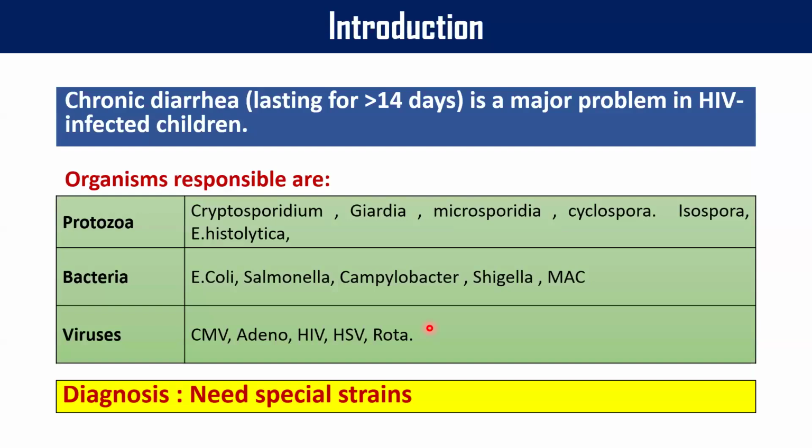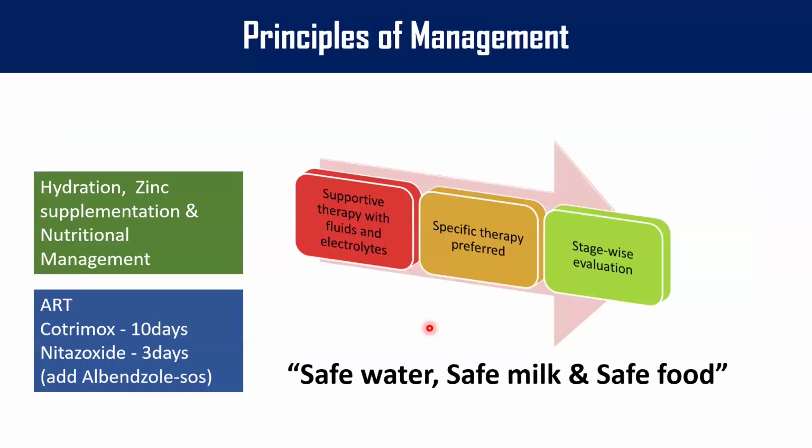Any child with chronic diarrhea, that is diarrhea lasting for more than 14 days, is a major problem in HIV infected children. The organisms can be protozoa, bacteria, viruses. Anything can be. So it needs special staining and special investigative procedures. The principles of management are supportive therapy with fluids and electrolytes, specific therapy wherever required, and stage-wise evaluation if they don't respond. So hydration, zinc supplementation, nutritional management.